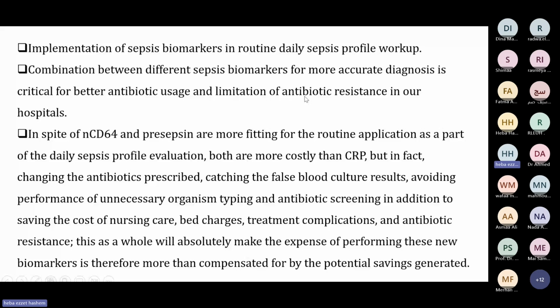And finally, in spite of CD64 and procalcitonin being more fitting for routine application as part of the daily sepsis profile evaluation, both are more costly than CRP. We have to admit both are more costly than CRP and represent a financial burden, but changing the antibiotic prescribed, catching the false positive results, avoiding unnecessary organism typing and antibiotic screening, in addition to saving the cost of nursing care, bed charges, treatment complications, and antibiotic resistance, as a whole will absolutely make the expense of performing these new biomarkers more than compensated by the potential savings generated.